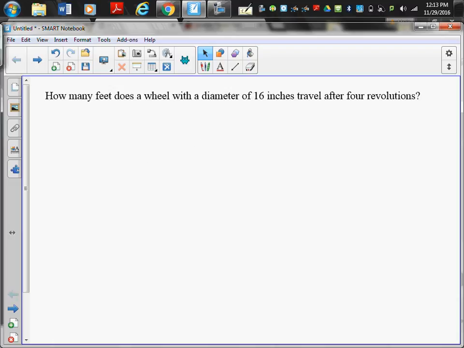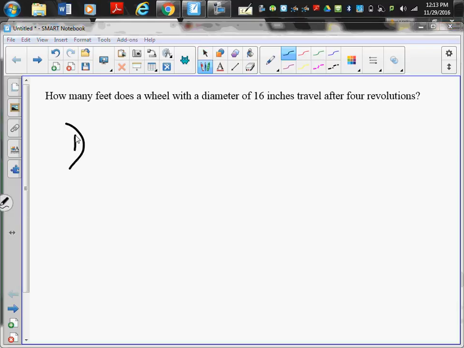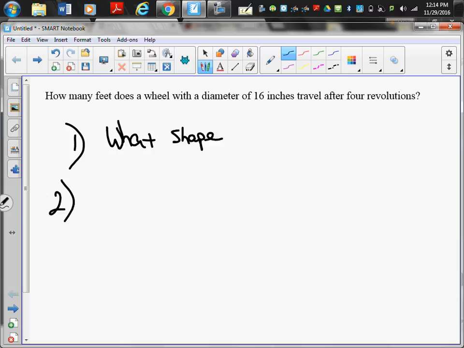How many feet does a wheel with a diameter of 16 inches travel after 4 revolutions? So there are 3 questions that you need to ask yourself when you have a word problem. So the first question. What shape? So the first question that you're looking at is what shape?